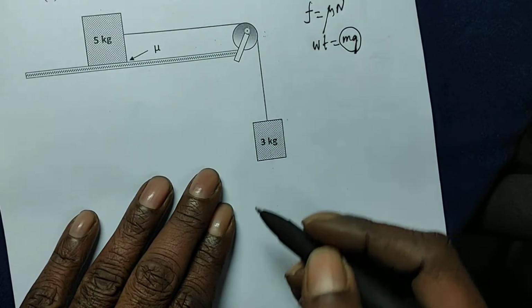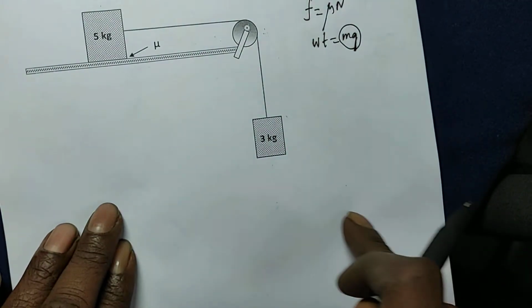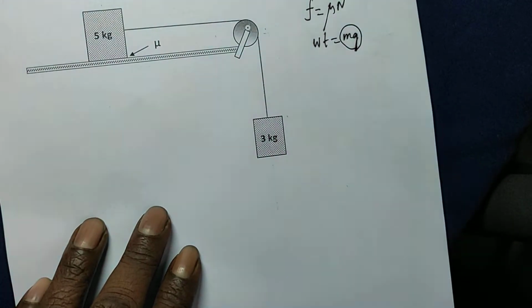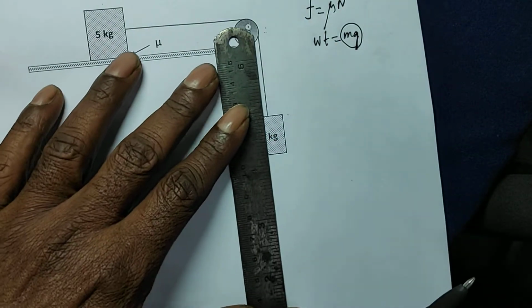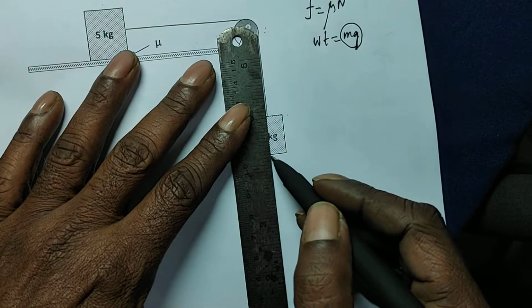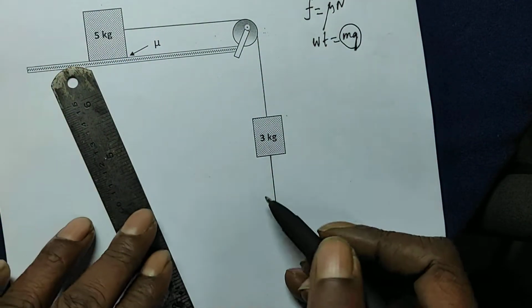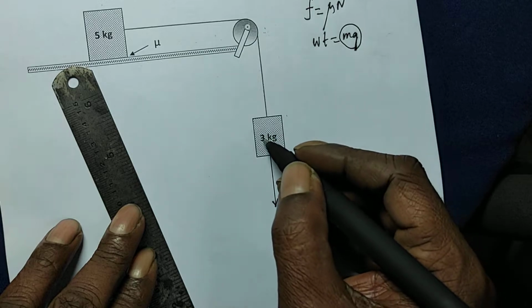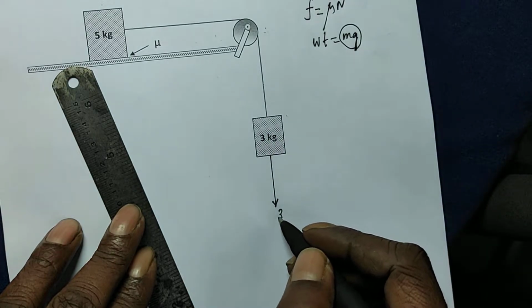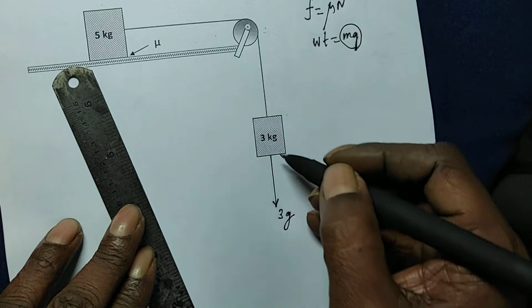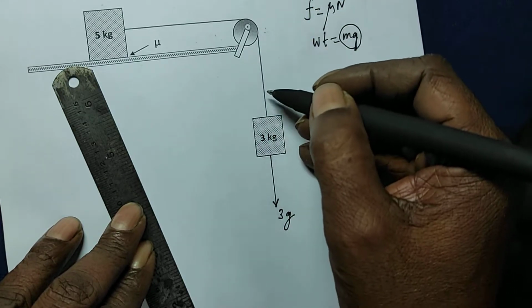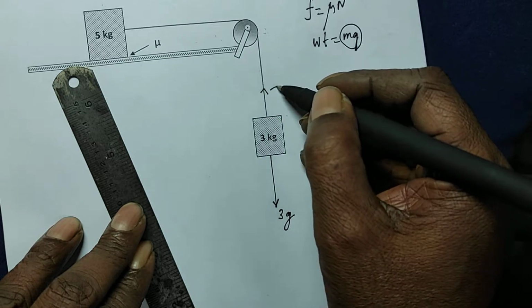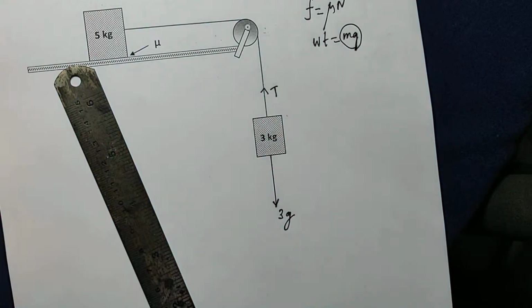This 3 kg mass, the earth is below it, so its weight will be vertically downward, m times g. So let me show it here. So this is your m times g, that is equal to 3g. Due to this force, this mass 3 kg is pulled down. So the tension in the string, as you know, will be away from the mass, which I have explained in previous videos, why it should be away from the mass.